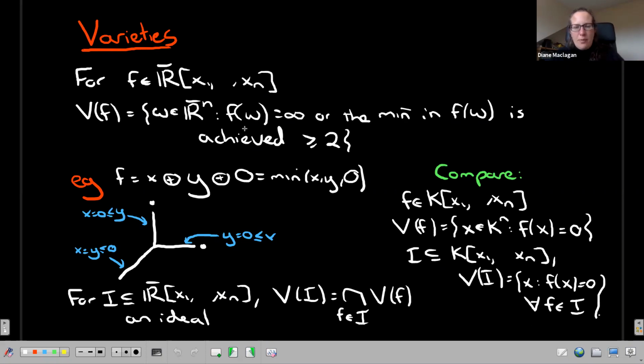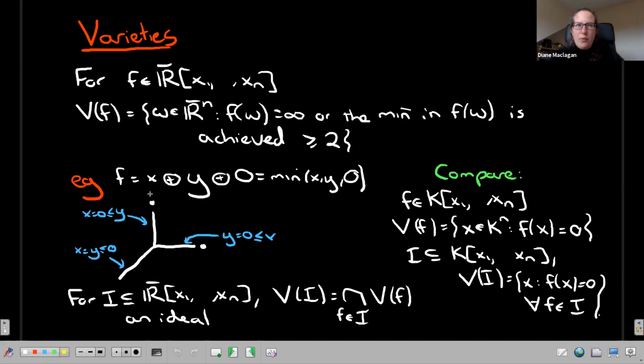For the tropical hypersurface, I'm just going to mimic the definition for roots. We're going to say that the hypersurface, or the variety of f, is the set of w in R-bar to the n where f of w is infinity, or the minimum is achieved at least twice. This bit is just for being correct, but the important bit to focus on is that the minimum of f of w is achieved at least twice. This is saying the graph is not linear there.